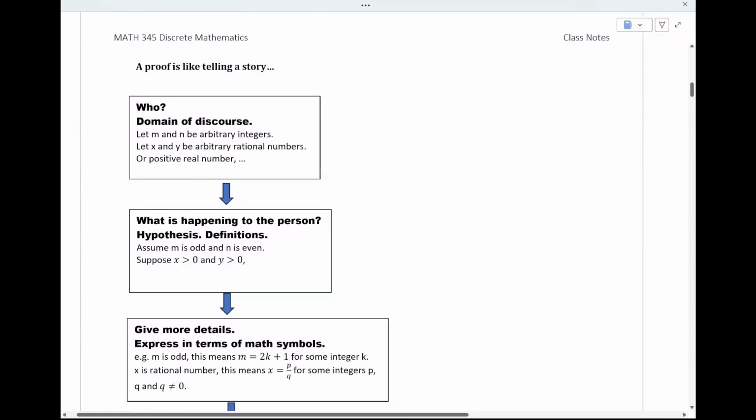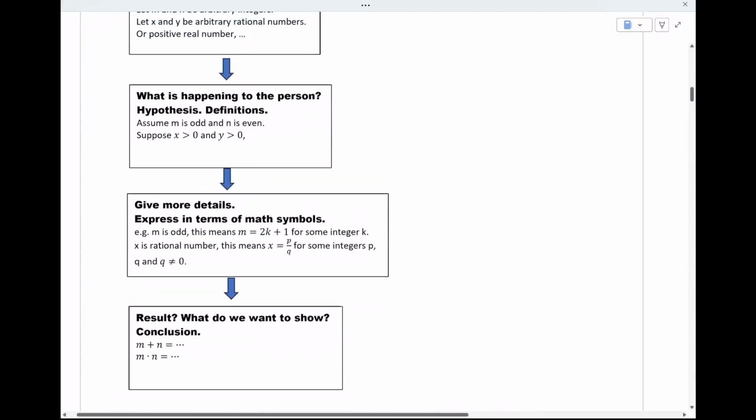The who is the domain of discourse. So in the last one, we had m and n were arbitrary integers, and then we did some stuff with them. They could be rational numbers. They could be positive real numbers. They could be whatever the domain is. That's who we're talking about in our story.